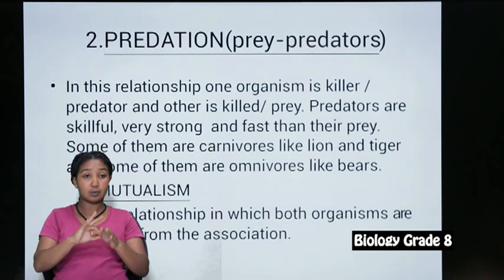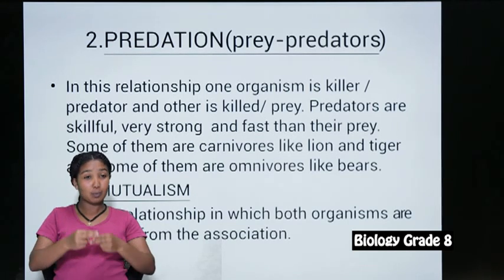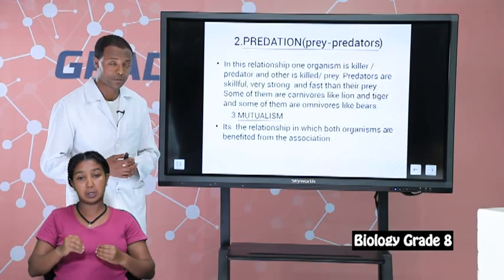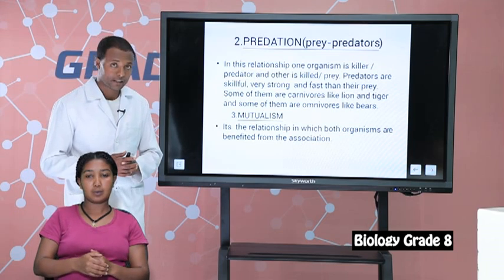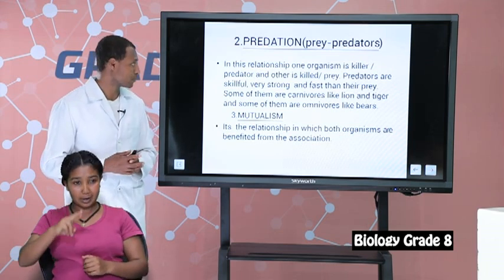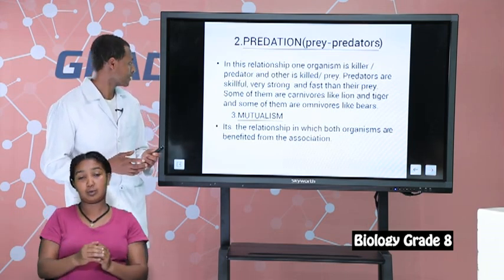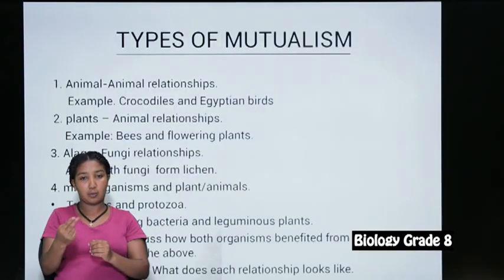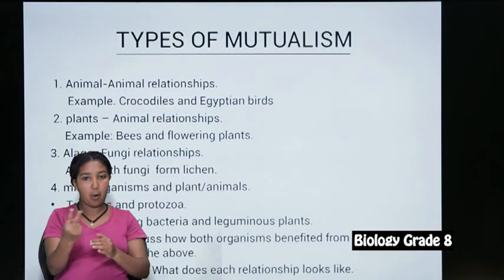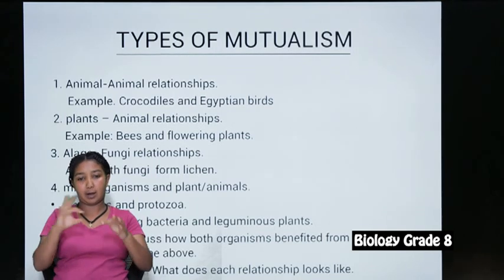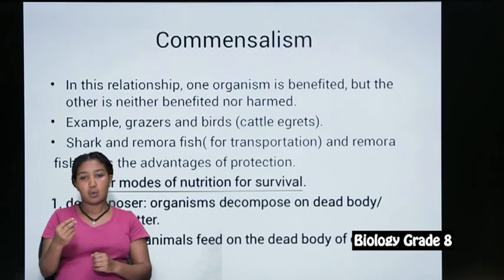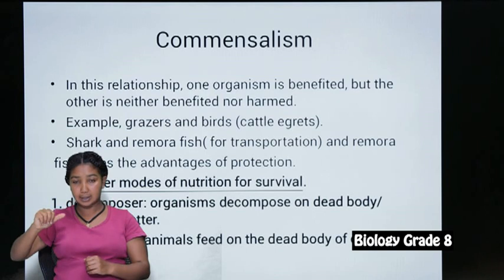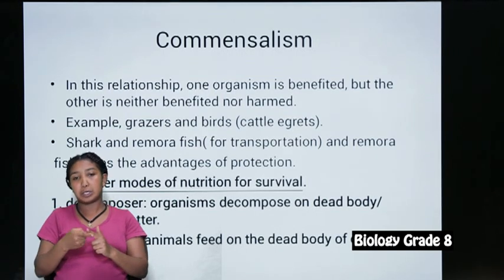In this relationship, one organism is said to be the killer, and the other, the animal to be killed, is the prey. So predators are very strong and more skillful than their prey. The other is mutualism. In this relationship, both organisms are equally benefited from the association. The other is commensalism. In this relationship, one organism is benefited, but the other is neither benefited nor affected.